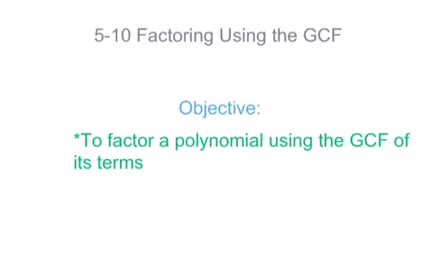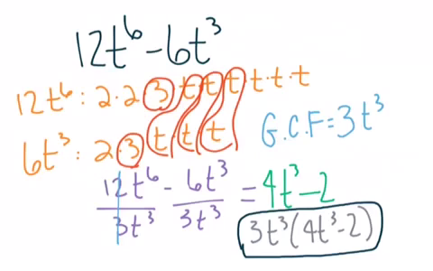We are on 5-10, factoring using the GCF. The objective here is to factor a polynomial using the GCF of its terms, okay? Now at first it's going to seem like it's really complicated. There are so many steps, but really there are 4 to 5 main steps that you're going to want to take here, okay?